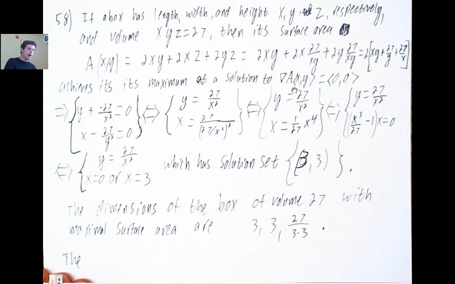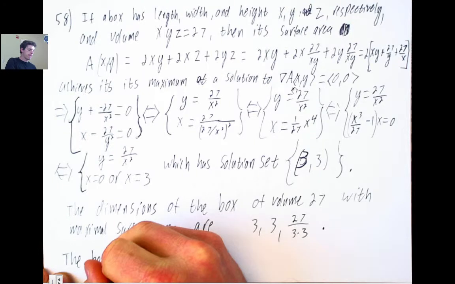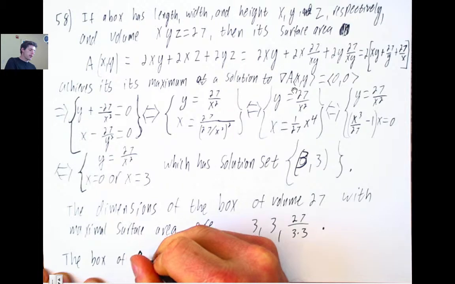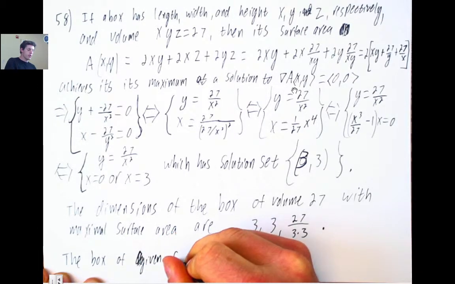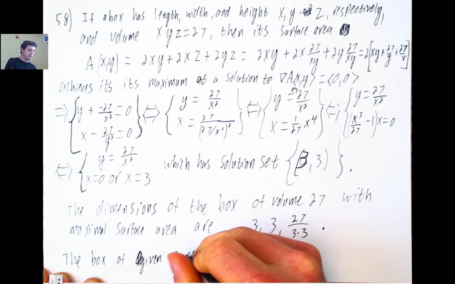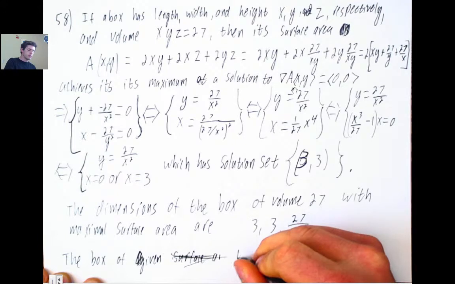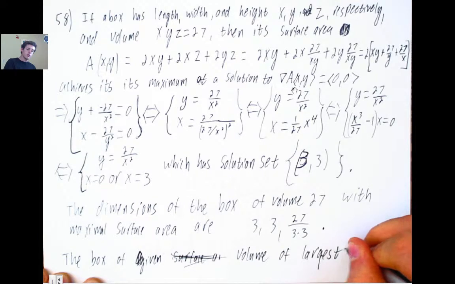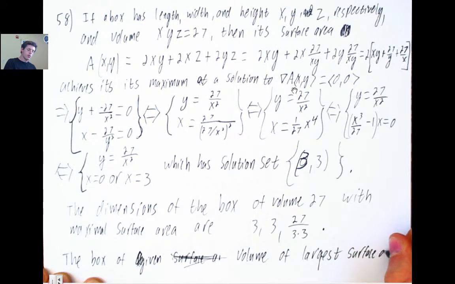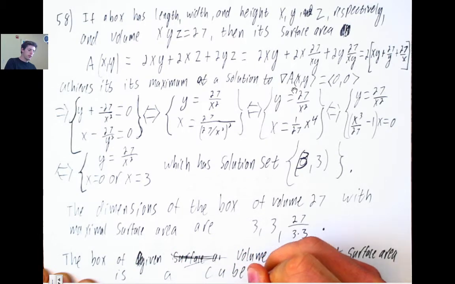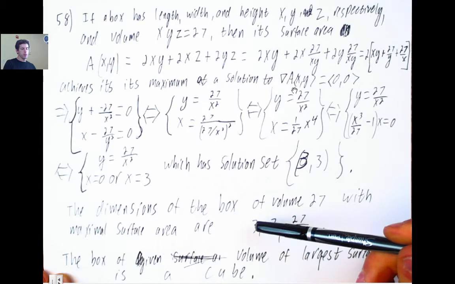the box of a given volume with the largest surface area is a cube, it seems. All right, so the dimensions are 3, 3, 3.